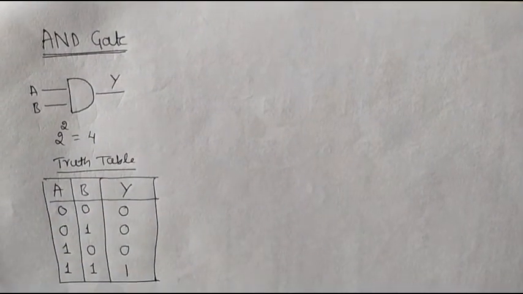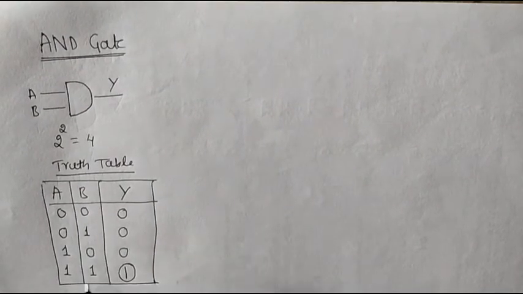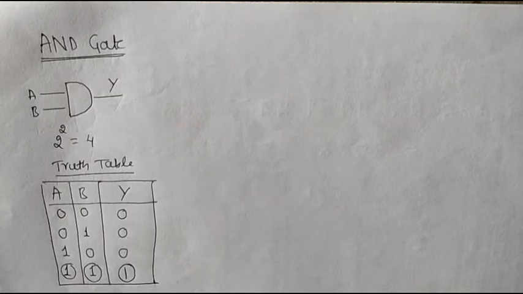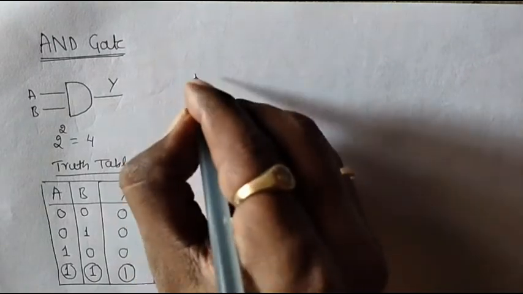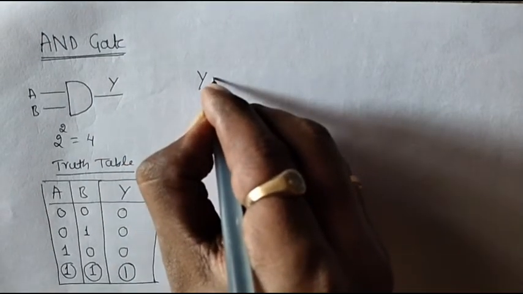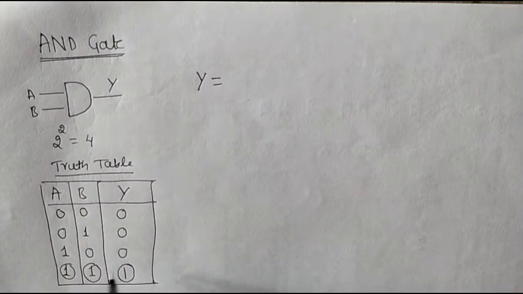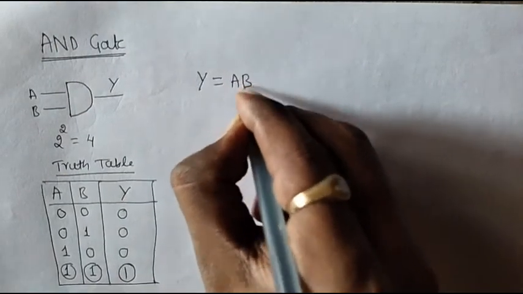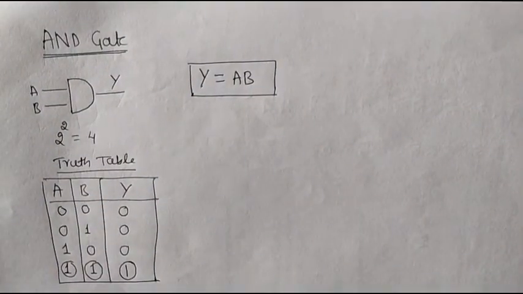So in this gate, the output exists only for the input A equal to 1 and B equal to 1. Now I can write Boolean expression for this AND gate. That is, I can write the output Y in equation form as Y is equal to, here output exists when A is equal to 1 and B is equal to 1. So I can write Y is equal to AB. This is the Boolean expression for AND gate.